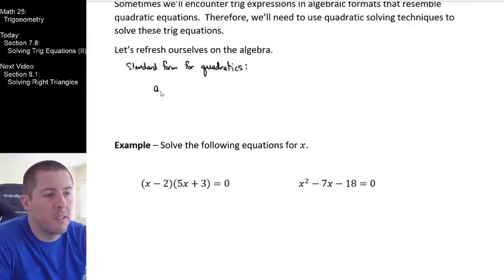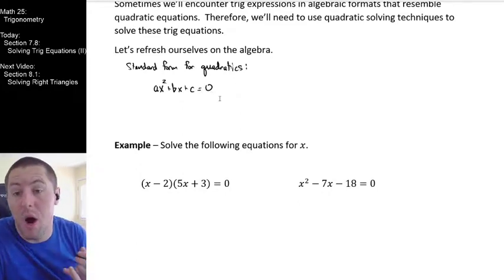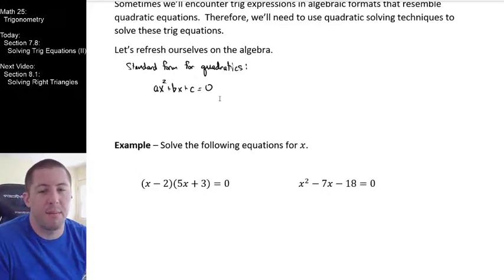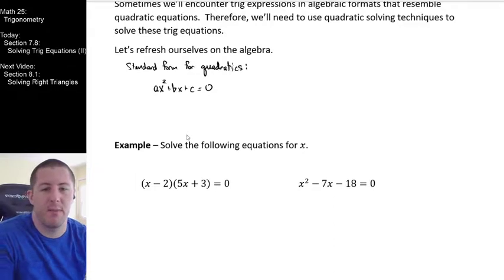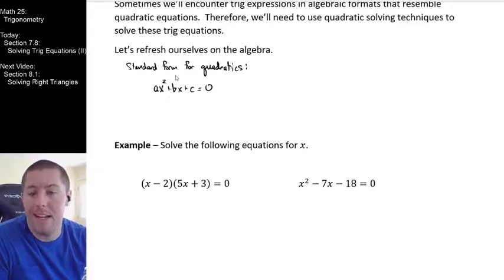In general, standard form is when we write quadratics that look like this: ax squared plus bx plus c being equal to, hopefully, 0, which is a very, very convenient thing for us. I'm going to state why in this little space over here in 1 second. But we can solve using the quadratic formula anything that's in this form.